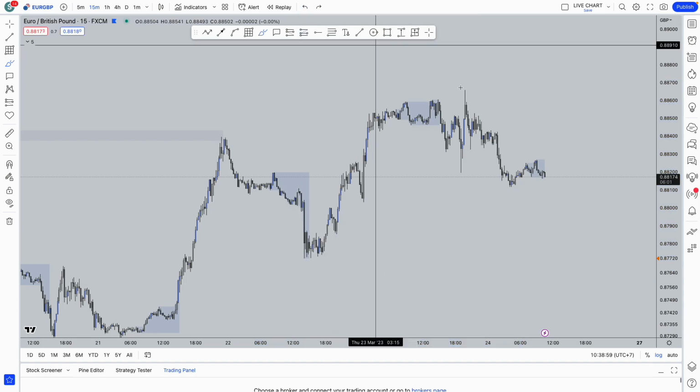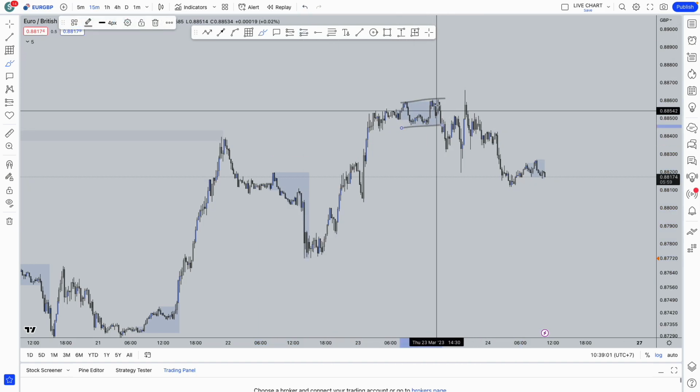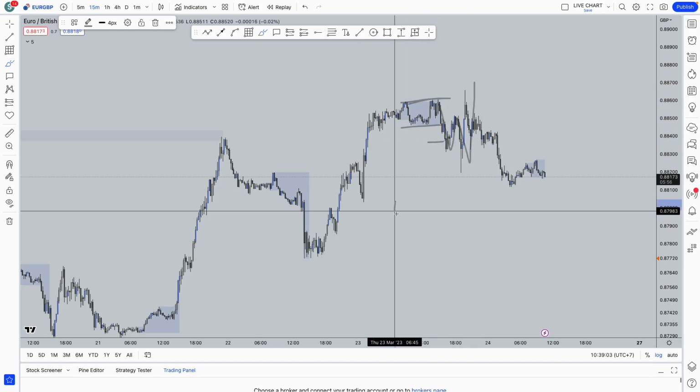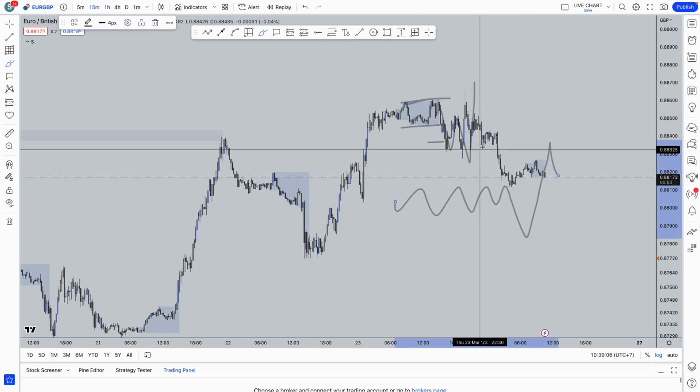So see for yourself, and you can see here I wasn't happy with this Asia range, and look what's happened. We've taken both sides because it's ranging. So take the low, take the high. I wasn't interested.